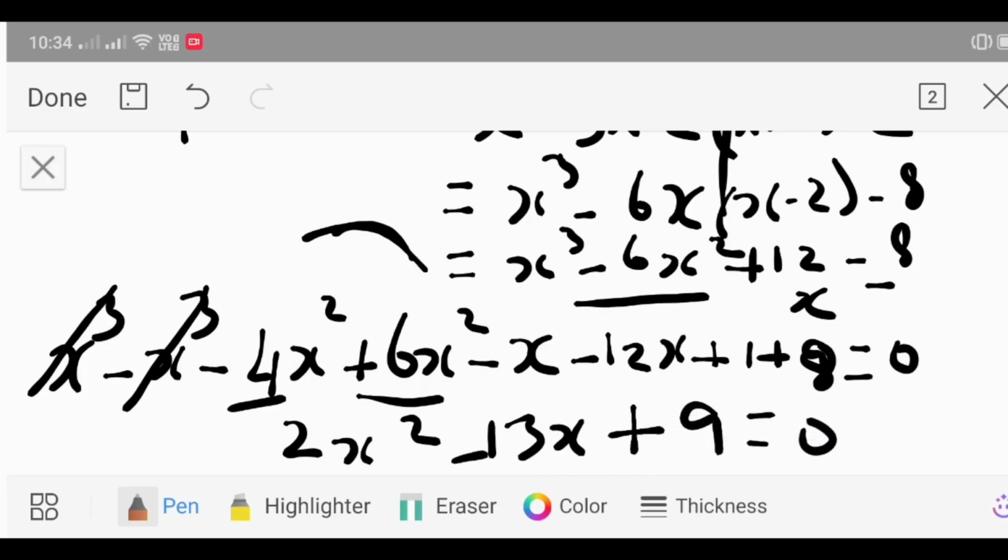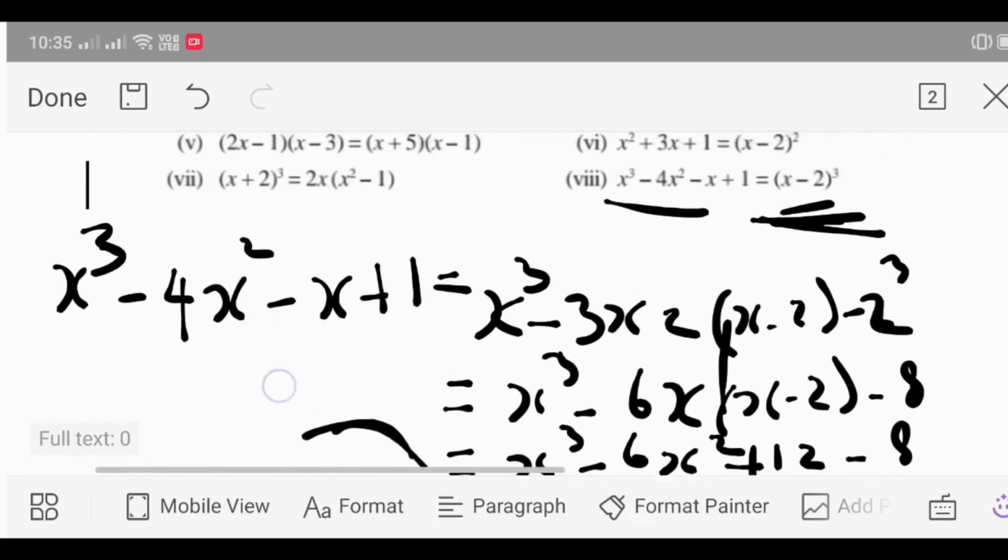It is in the form of ax squared plus bx plus c equal to 0, so it is a quadratic equation.